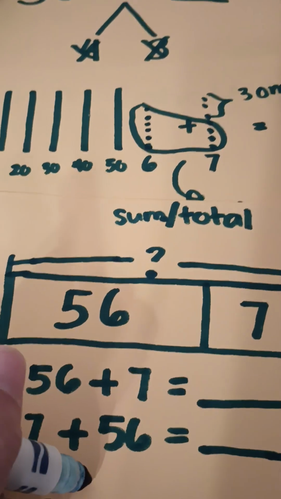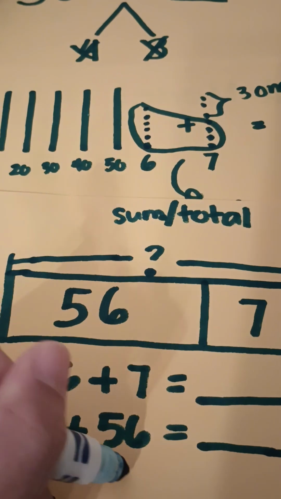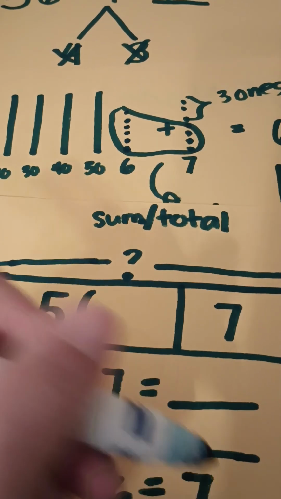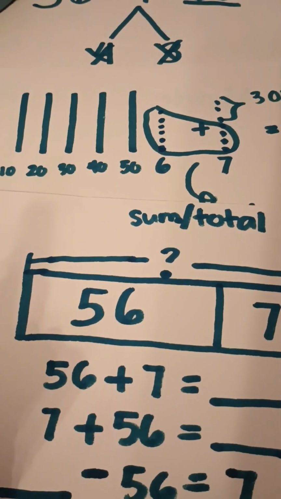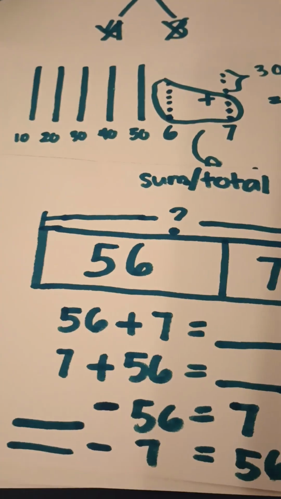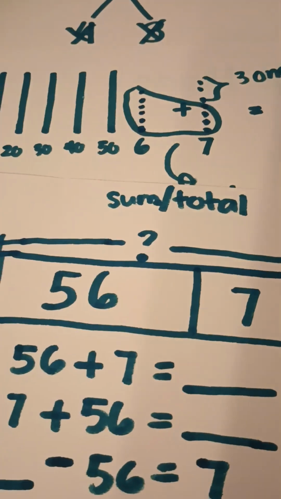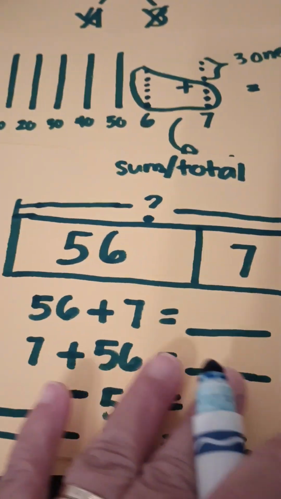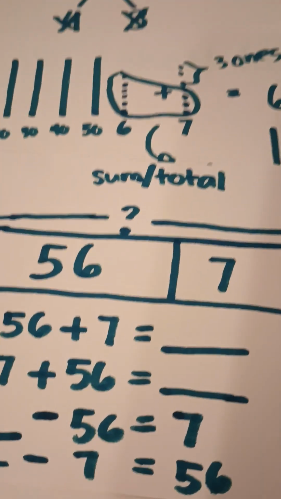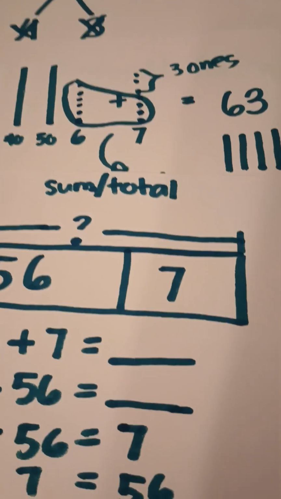Then another level of student may be able to figure out that you can write it this way: blank minus 56 equals 7, or blank minus 7 equals 56. If the student understands related facts, fact families, a student can write this down. But basically 56 plus 7 is the main thing that most of the students will come up with.